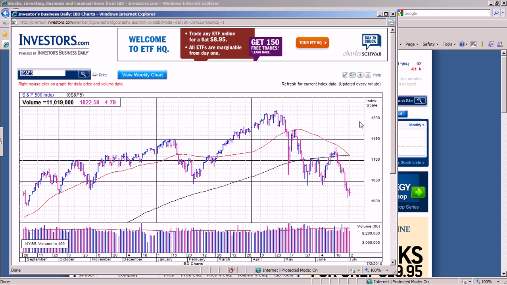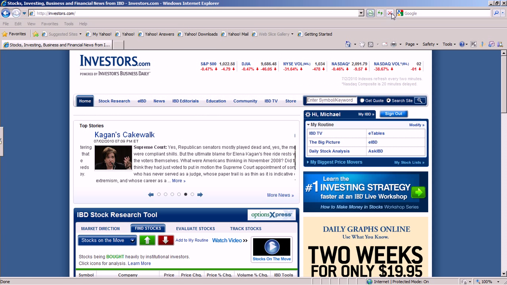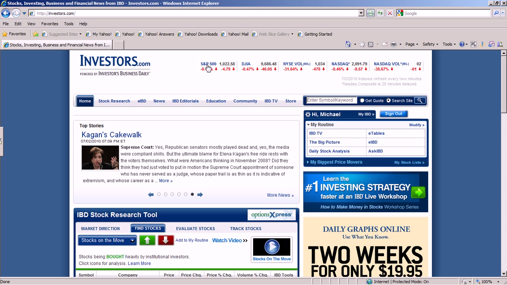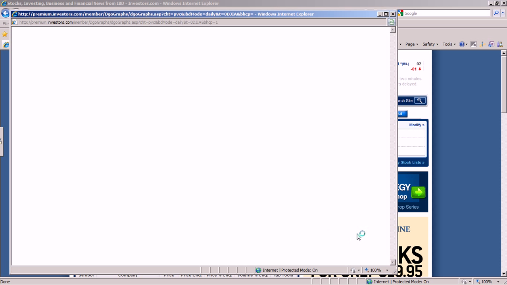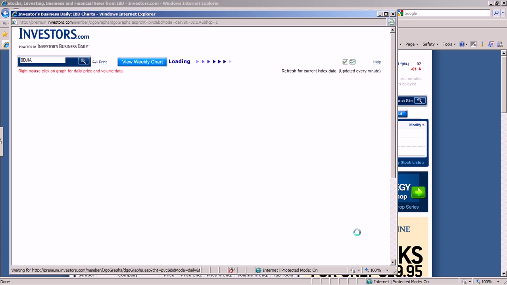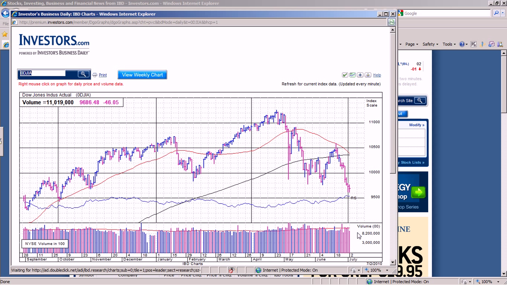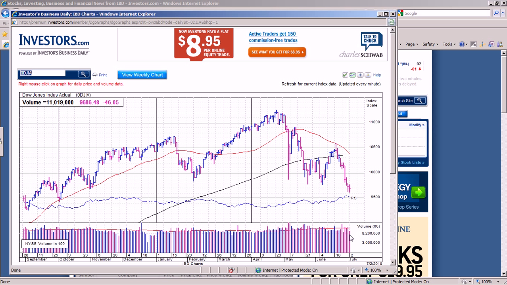For each index, you'll want to look at that and make your own determination on what exactly happened. So here, I can move on to the Dow Jones Industrial Average and see that that particular index did the same thing, I believe. It actually closed lower and volume was lower. So it was a pretty neutral day.